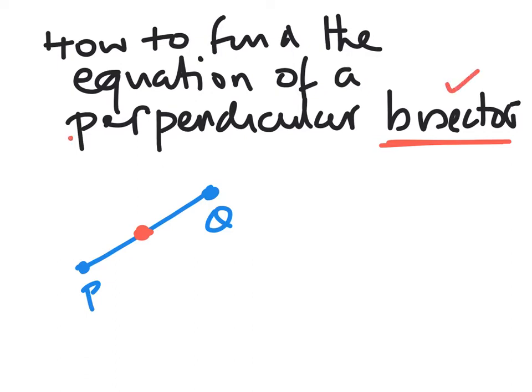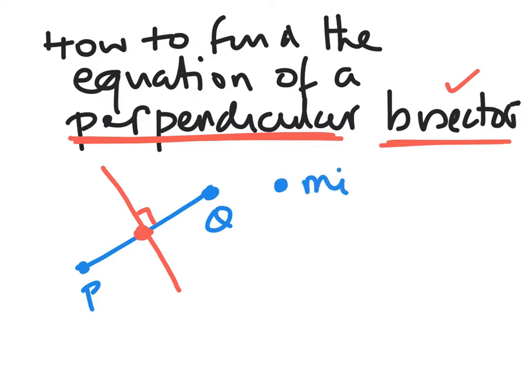Next part is the perpendicular. So perpendicular means at 90 degrees. So I'm really looking for the equation of that red line there. So what are the stages that we need to go through?